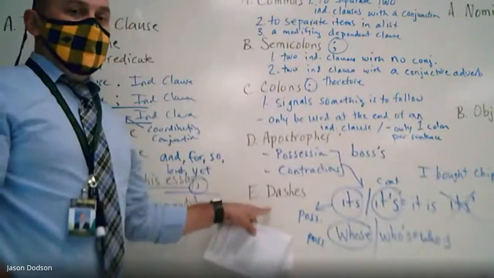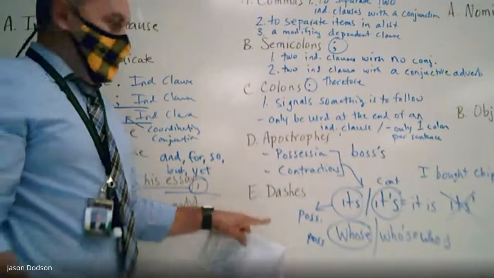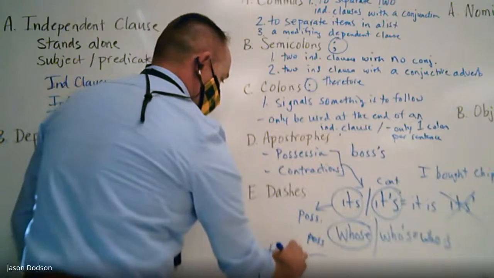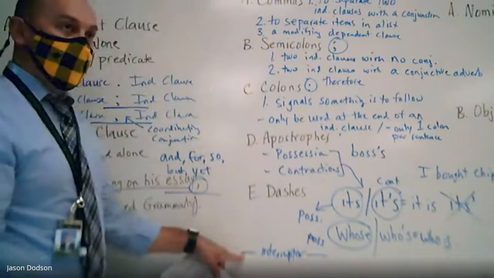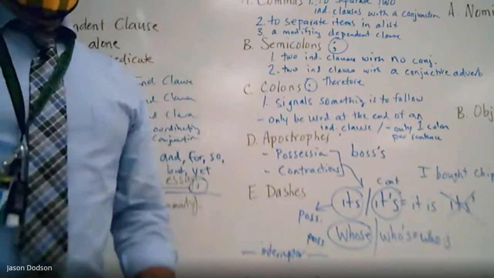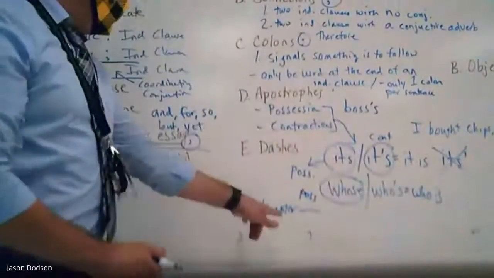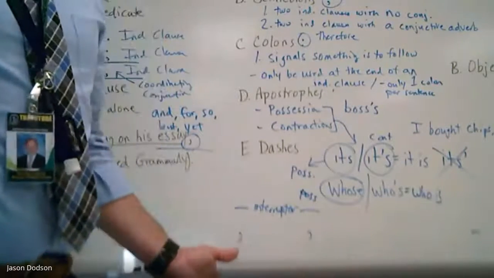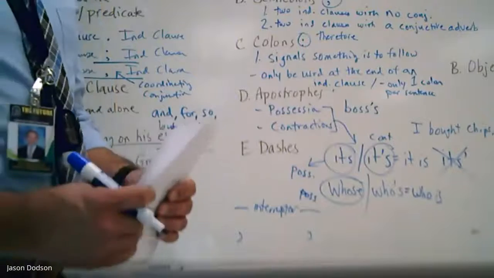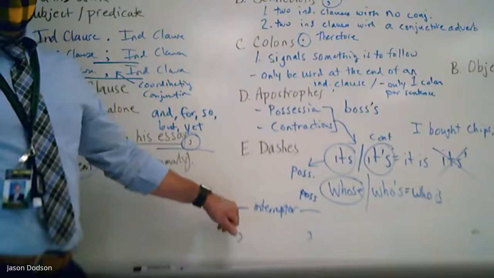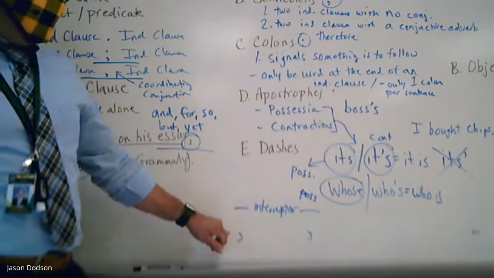Okay, dashes. Dashes are used frequently on the ACT, and they're typically used to set off an interrupter. If you begin an interrupter with a dash, you end it with a dash. If you begin it with a comma, you end it with a comma. Now, why would a writer decide to use dashes instead of commas? If both are grammatically correct, what's the difference? Why would you use a dash instead of a comma? More emphasis. So a dash is more dramatic. It's just a lengthier pause than a comma. A comma is a slight pause.